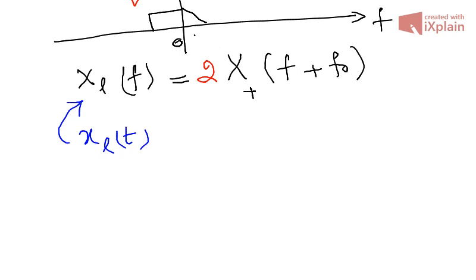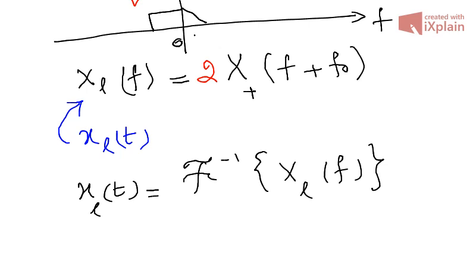Now with this spectrum, we would be interested in finding out this low pass equivalent signal, which is just the Fourier inverse of xl of f. It's in the frequency domain, so if we take the inverse Fourier, we would get the time domain signal. Now xl of f, we said that it is 2 times this one, positive frequency shifted here. But we already mentioned that our positive frequency is x of f.